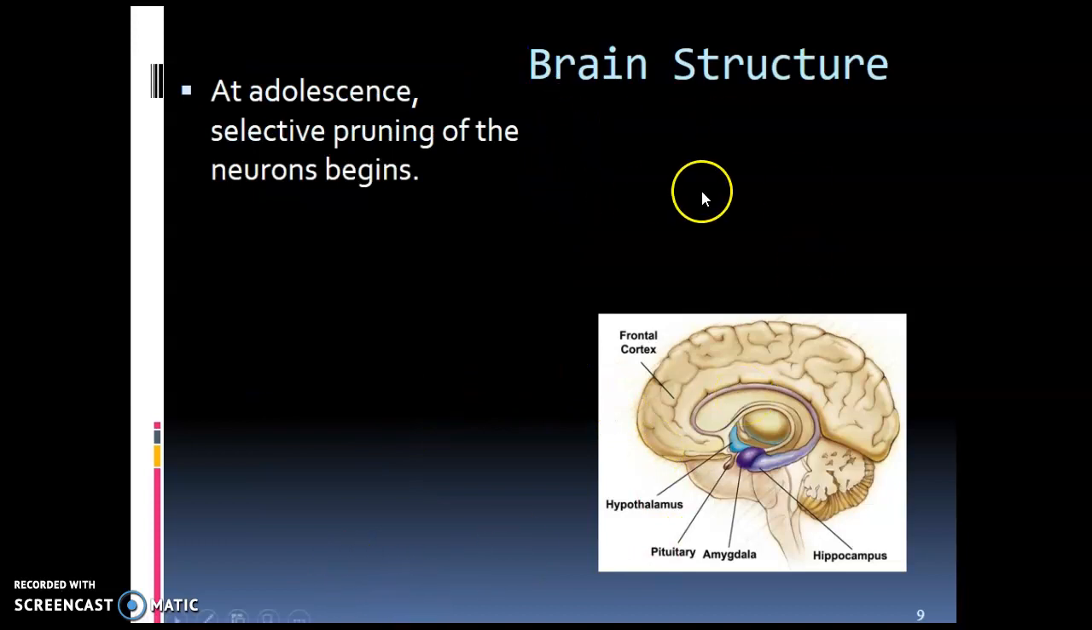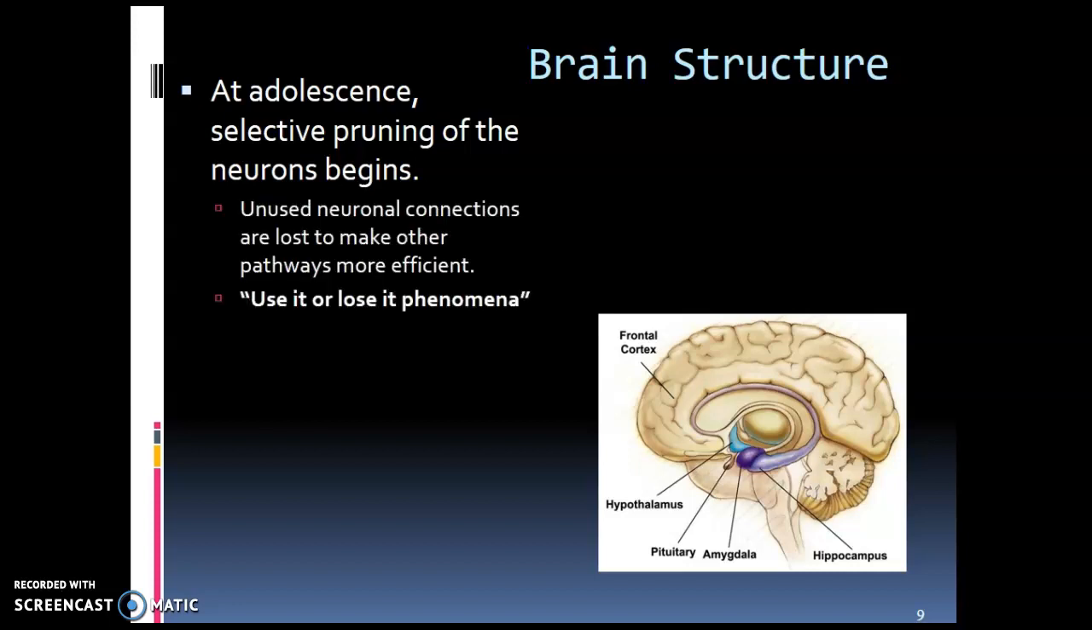Now when we look at brain structure of the adolescent, this is going to be highlighted by what we call use it or lose it. Basically what's going to happen is your brain's neural network capacity is starting to fill up. So now the brain is going to start to do, instead of absorbing all information and learning very quickly like a sponge like you would in infancy and childhood, now your brain is going to focus on what it likes, what it's good at, and what it enjoys. So our unused neural connections are going to be lost to make room for other more efficient pathways.